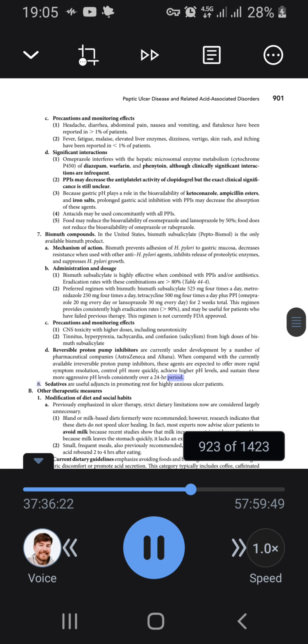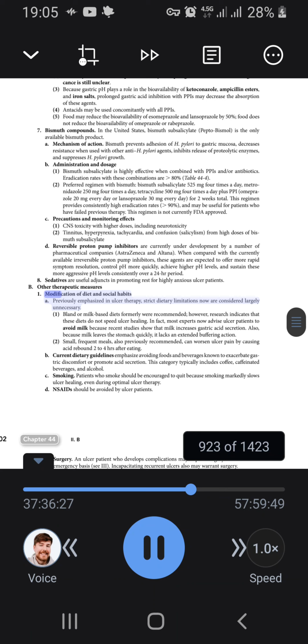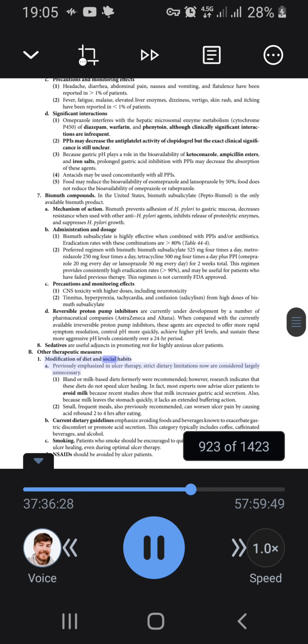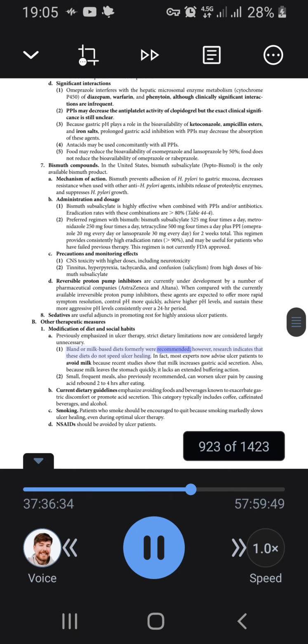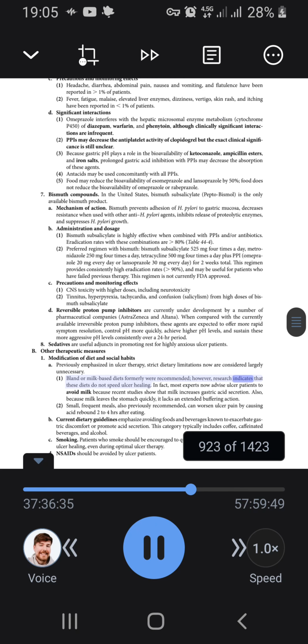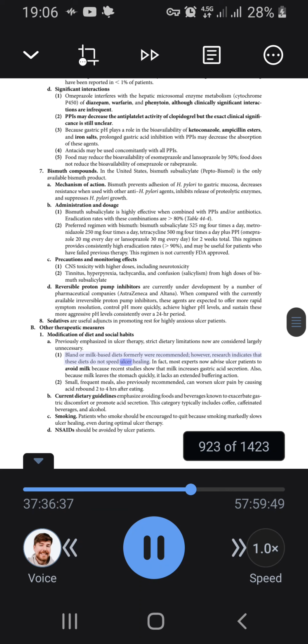The sedatives are useful adjuncts in promoting rest for highly anxious ulcer patients. B. Other therapeutic measures. 1. Modification of diet and social habits. A. Previously emphasized in ulcer therapy, strict dietary limitations now are considered largely unnecessary. 1. Bland or milk-based diets formerly were recommended. However, research indicates that these diets do not speed ulcer healing.